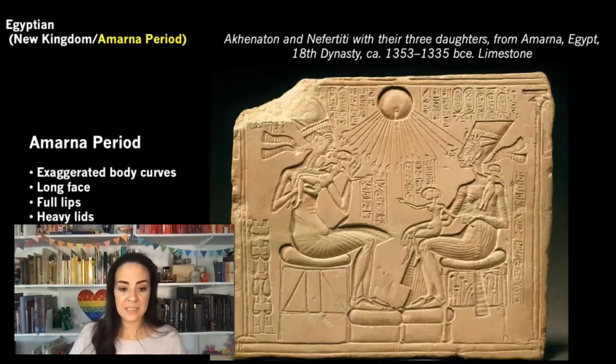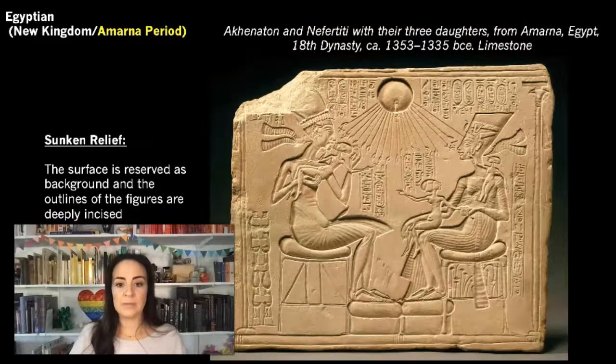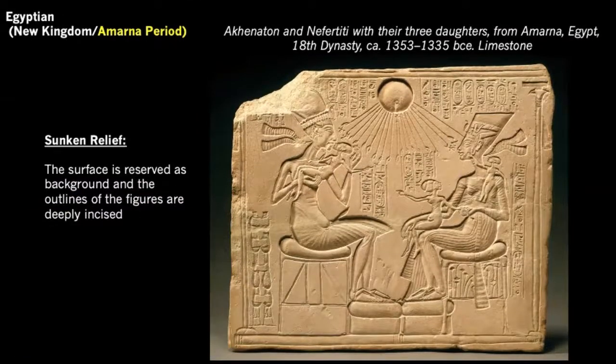the heavy lids. Let's see if, oh, here's my vocabulary word. The technique for this slab, which most likely was part of a larger decorative piece along the processional way in Amarna, this slab is carved into to create the figures. It's called a sunken relief.